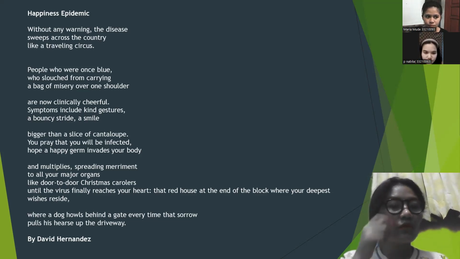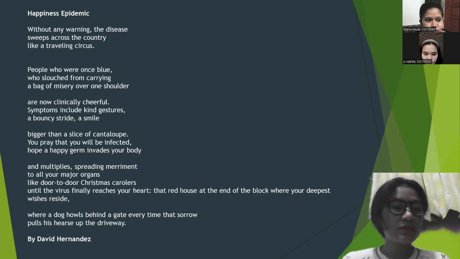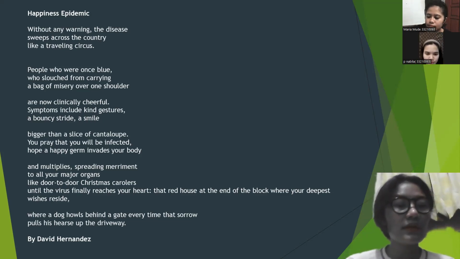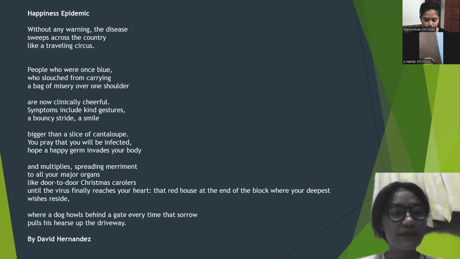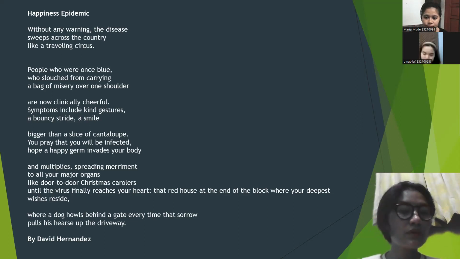cantaloupe. You pray that you will be infected, hope a happy germ infects your body, and multiple spreading merriment to all your major organs, like door-to-door Christmas carolers, until the virus finally reaches your heart. That red house at the end of the block where your deepest wishes reside, where a dog falls behind a gate every time that sorrow pulls his hears up the driveway, by David Hernandez.